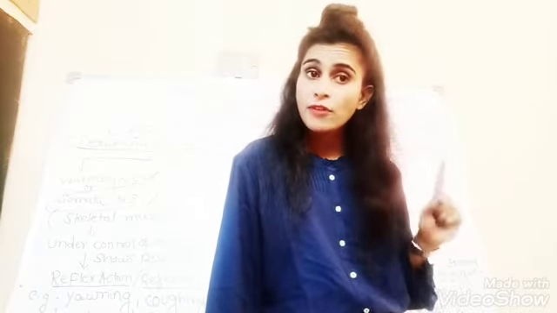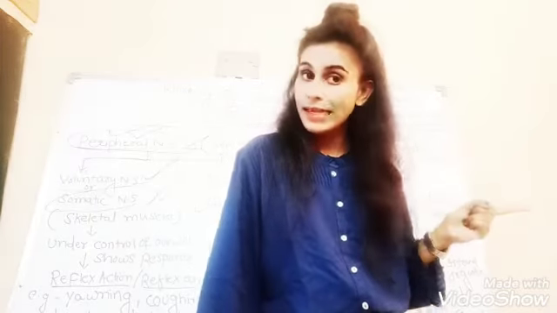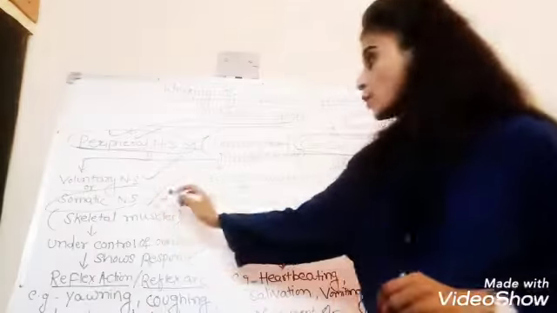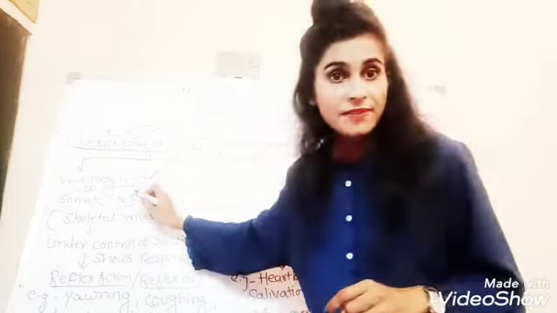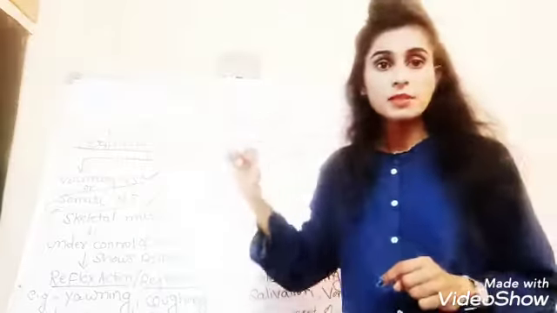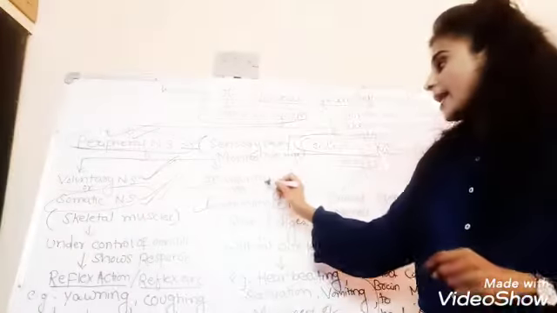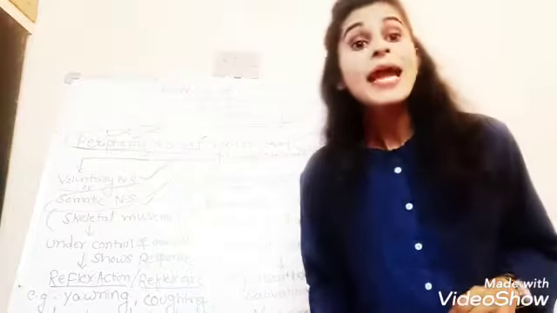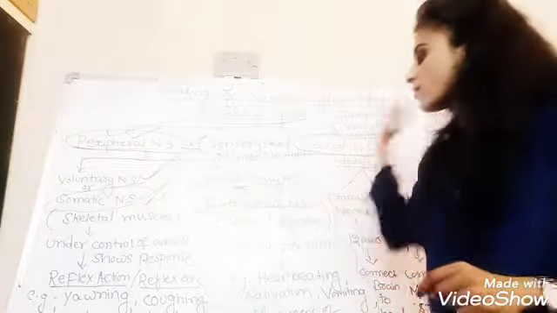Understood? Peripheral nervous system is again divided into two types: your voluntary nervous system and involuntary nervous system. Voluntary nervous system can also be called your somatic nervous system and involuntary nervous system can also be called your autonomic nervous system.